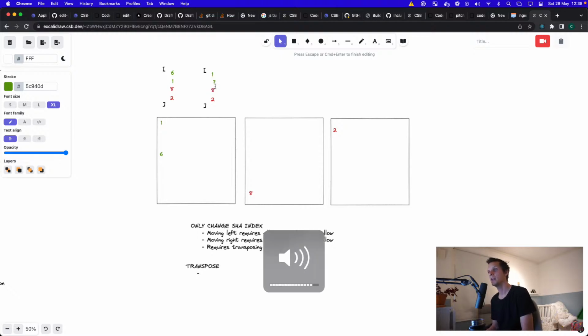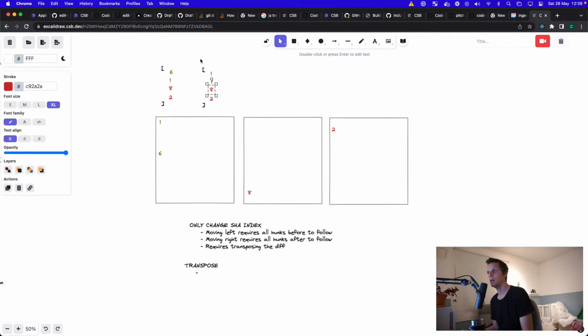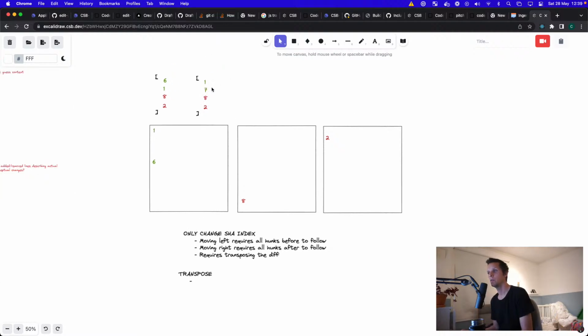But now what happens to everything else? Does it mean that we continue transposing 8 and 2? We shouldn't need to do that. That's the thing. Does it mean that I only need to transpose the other hunks in the commit I'm moving into? Okay, so that is like moving 1 left.